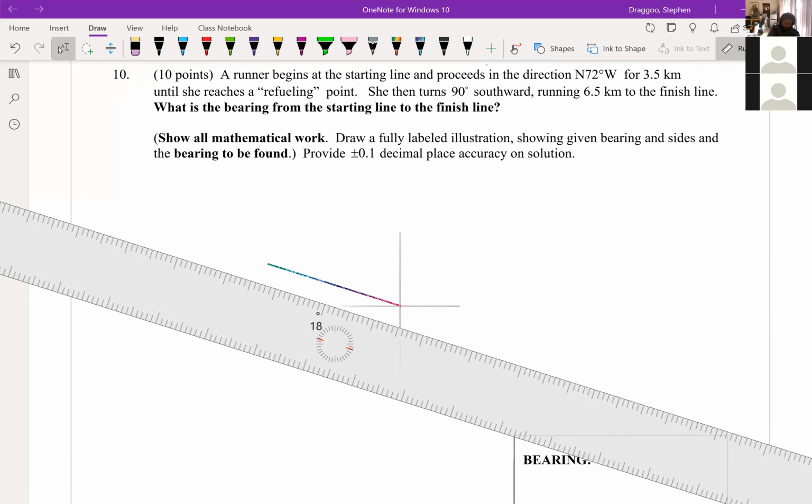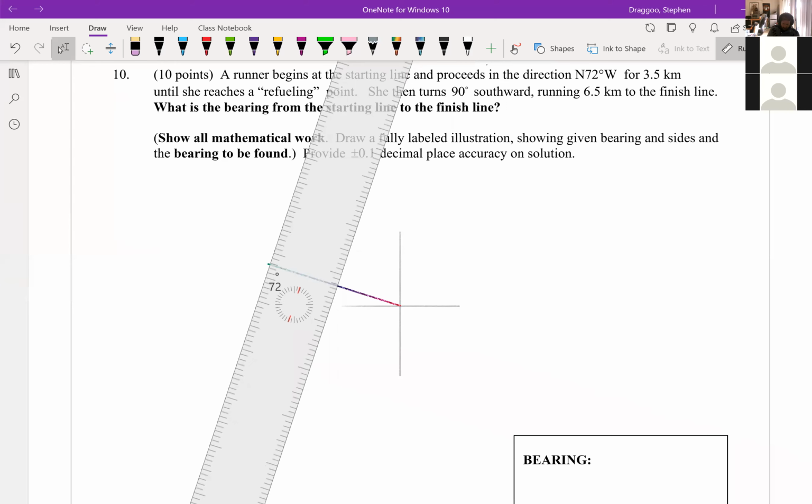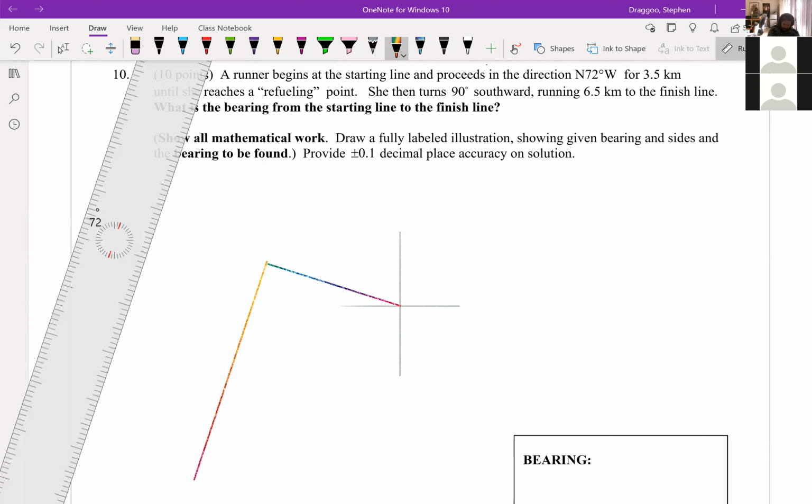At this point, the runner will turn 90 degrees southward, which ought to be this way. Turning 90 degrees to the south. Here, I'll put the ruler up here so we can see where we're going with it. And the runner said what? She's going to go 6.5 kilometers this time. So just make sure that this line is longer than the first one. So 3.5 kilometers up here and 6.5 kilometers down here. Oh boy. Six and a half kilometers, 3.5 kilometers. All right.